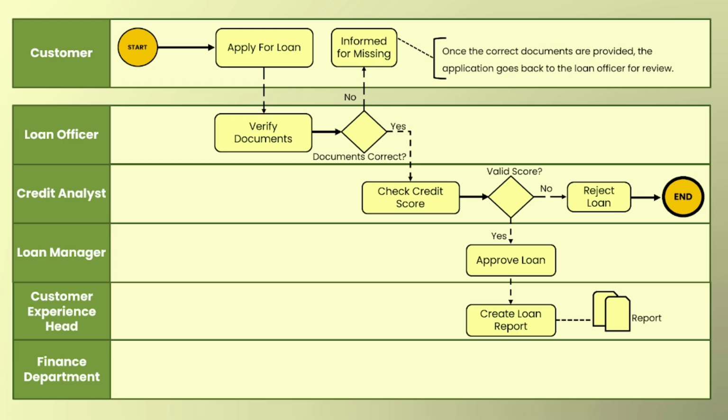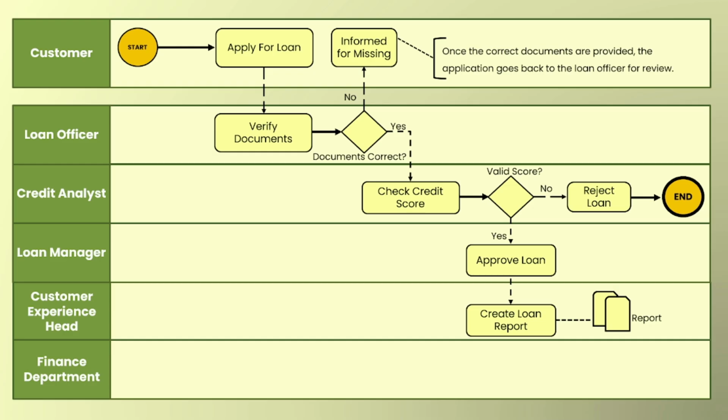Once the loan decision is approved, the loan report is created. For the creation of that report, the customer experience head lane is activated. So it is now the work of the customer experience head to create and store that report. It is something like a document. That's why you can see that a data object comes into play here.